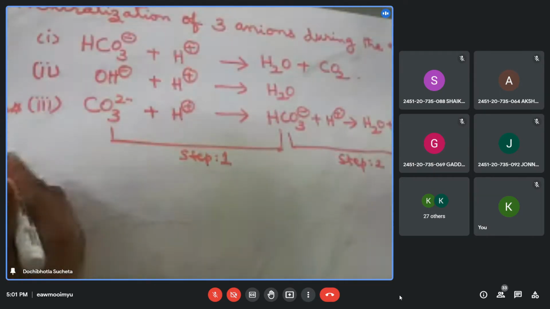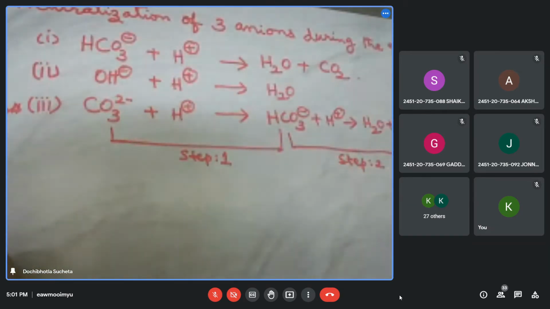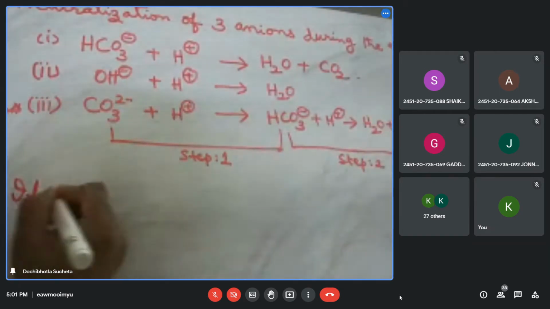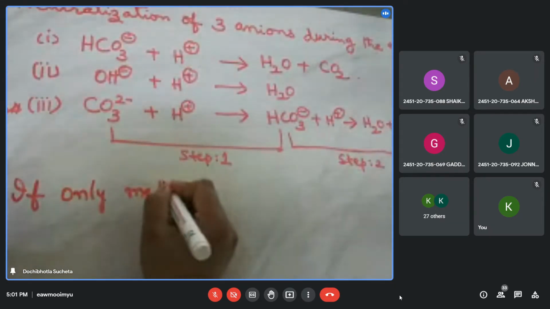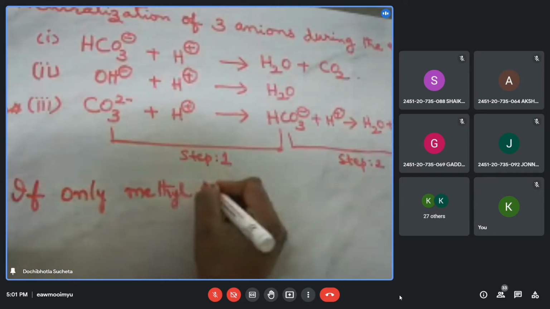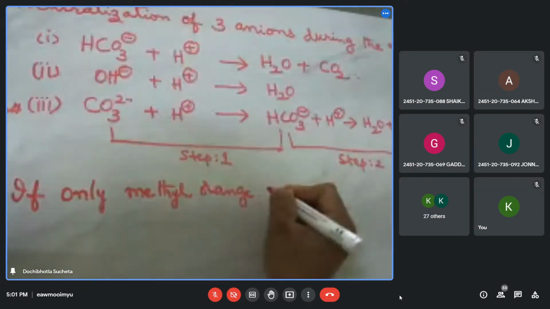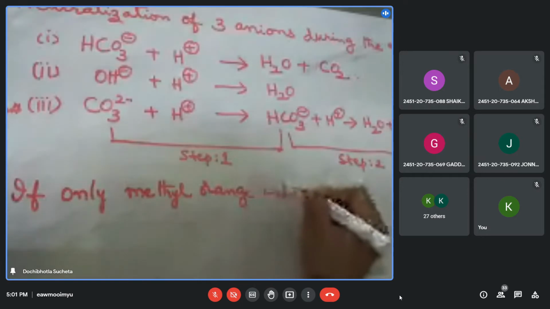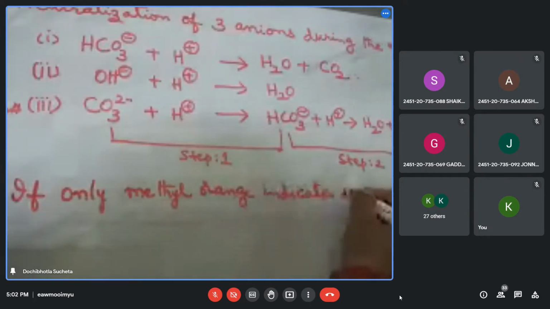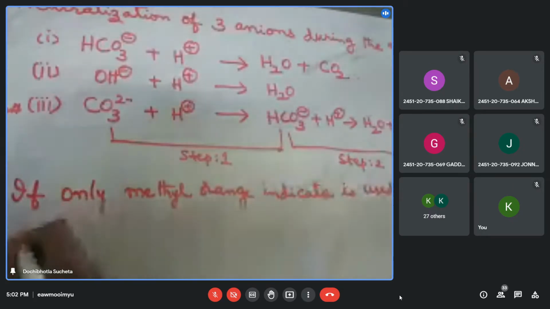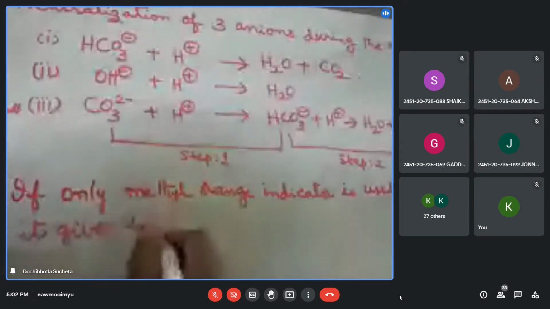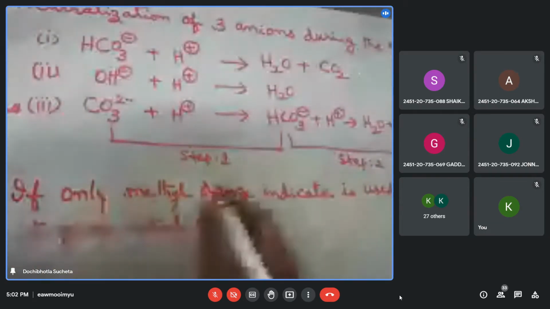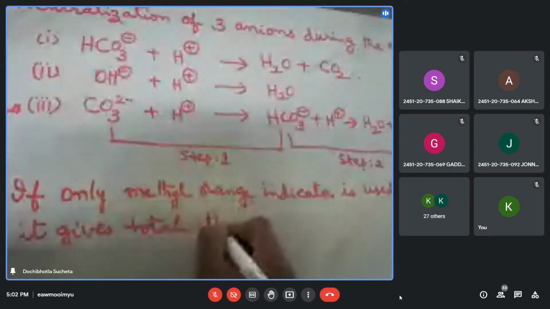So the next point you should write here is, if only methyl orange indicator is used, then it gives total alkalinity. That's an important viva voce question, generally asked. It gives total alkalinity.